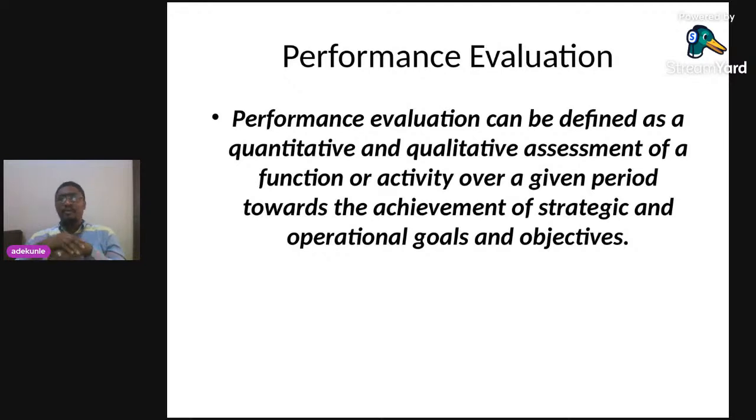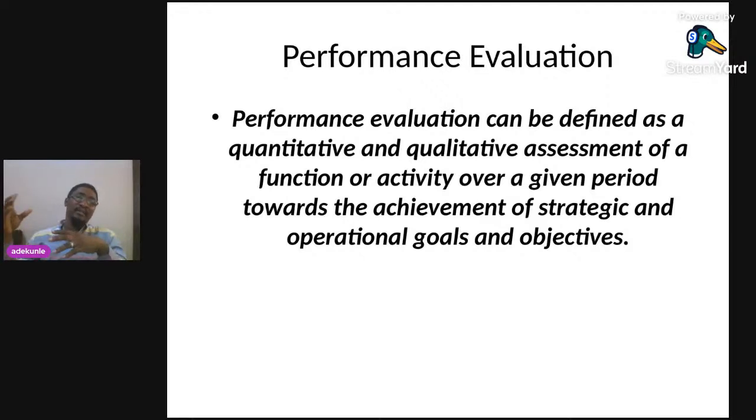If you are doing performance management, you are also doing performance evaluation. And performance evaluation is defined as a quantitative and a qualitative assessment of a function or activity of a given period towards the achievement of strategic and operational goals and objectives.